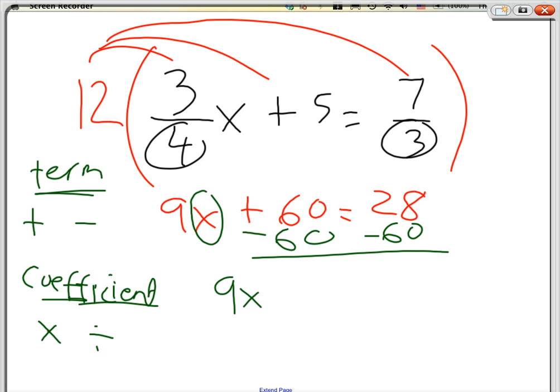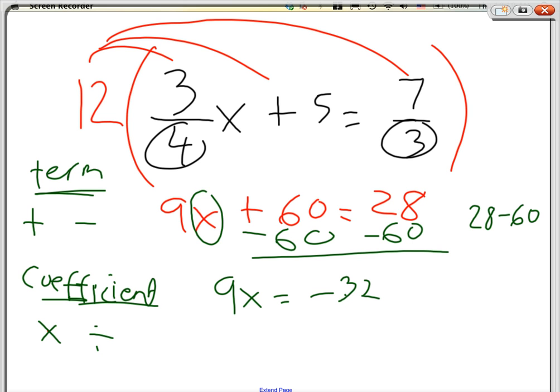So now we've got it. We have 9 times x equals to 28 minus 60. Here's another part that people will most likely miss. You can't do it vertically for some reason. I don't know why. So if you can't see it like this, write it like this. Now, what's the answer? Negative 40. No. 42. No. 32. Right?